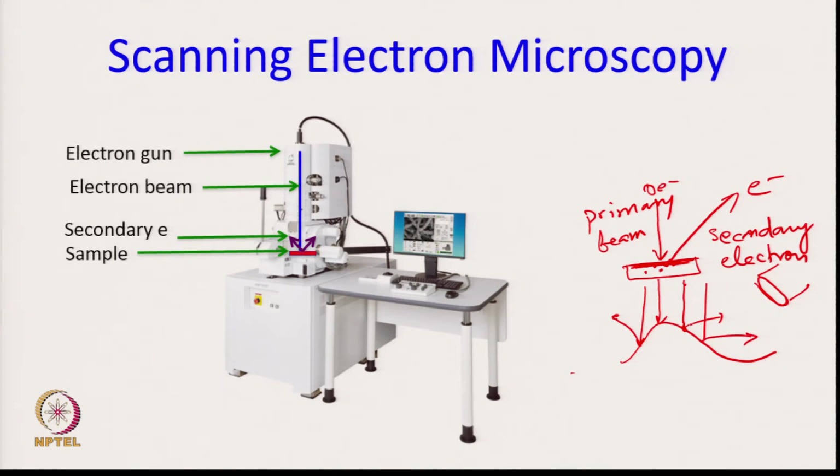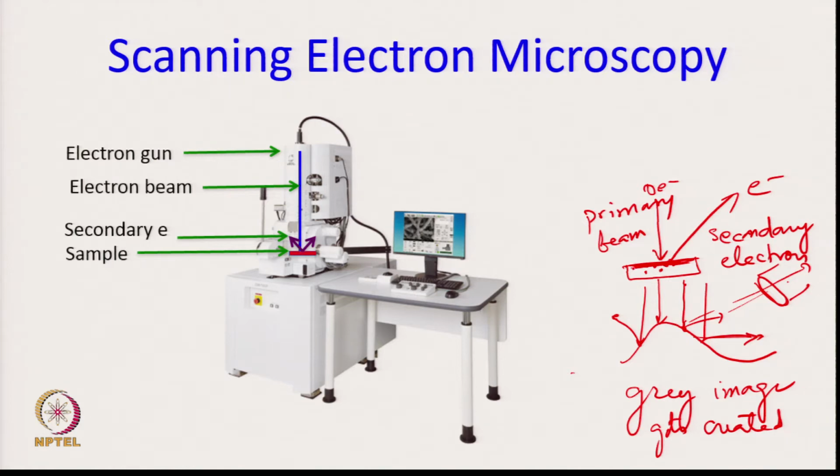So, if they are in the direction of the detector, they go in; if they are away from the detector, they do not go in or go less. Depending on whether they are going more or less, a gray image gets created, and this gray image will have bright or dark points. Bright will show whether the sample has a feature which is coming up, or dark which is going down, depending on whether the electrons which are coming out are directed towards the detector or not.